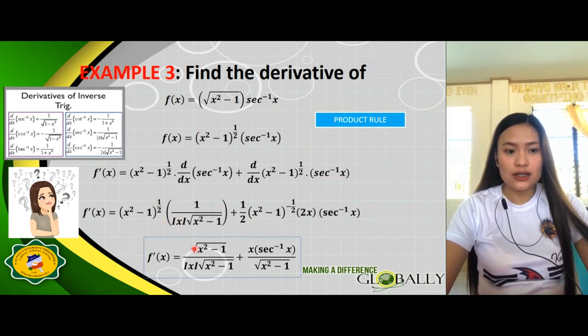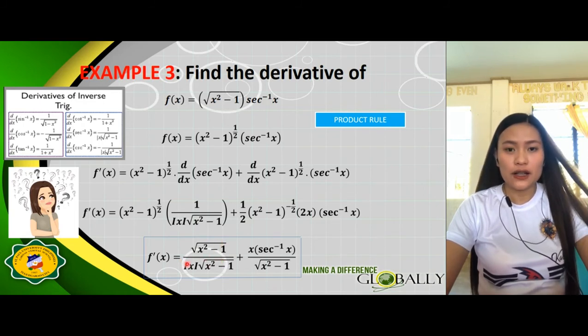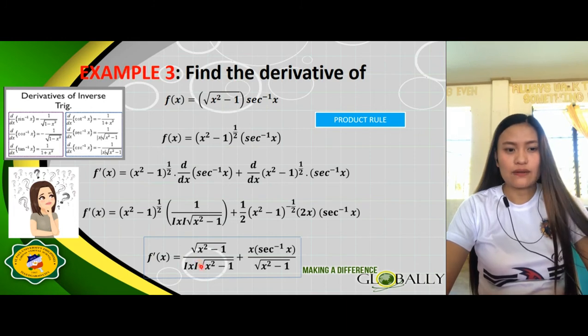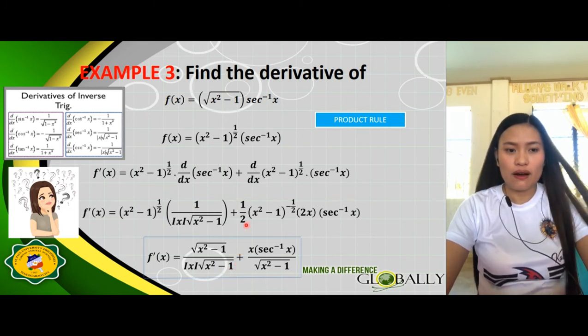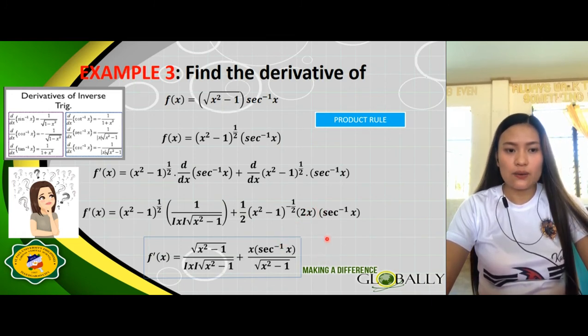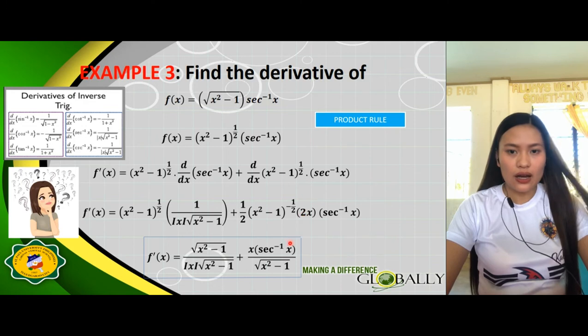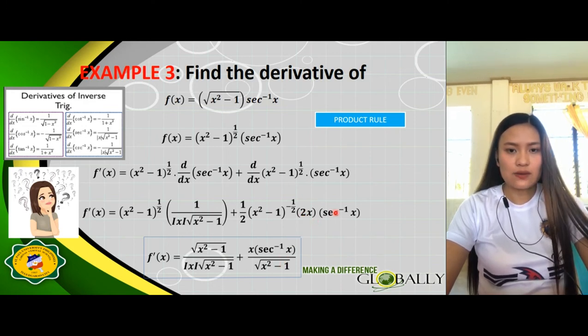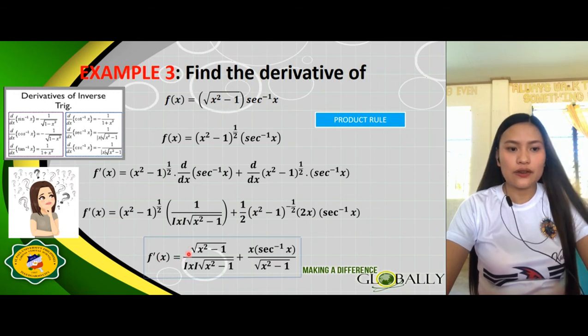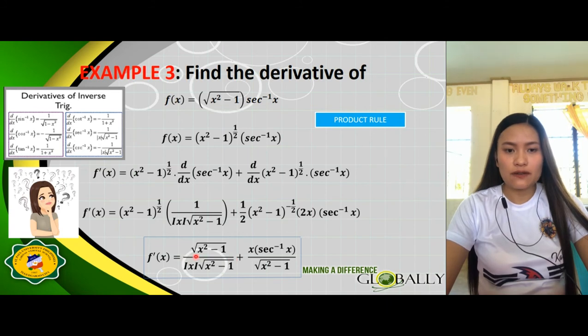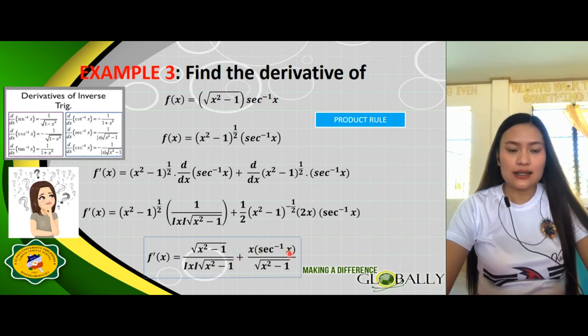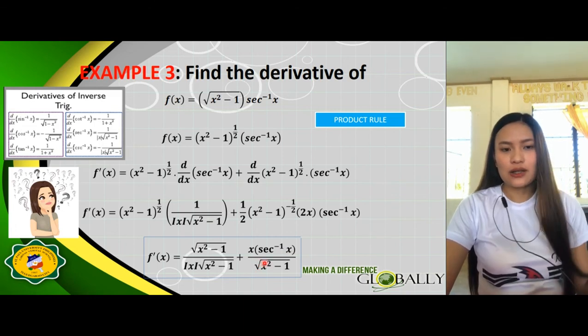To further simplify, we can combine these two together. That's why we have the square root of x squared minus 1 over the absolute value of x times the square root of x squared minus 1. Plus, we can get rid of 1/2 and 2, that's why we're not seeing 1/2 and 2 here. So, this is a negative exponent, so I place it here in the denominator. And secant inverse x is positive, so it's also right here. So that's the final answer. F prime of x is equal to the square root of x squared minus 1 over the absolute value of x times the square root of x squared minus 1, plus x times secant inverse x all over the square root of x squared minus 1.